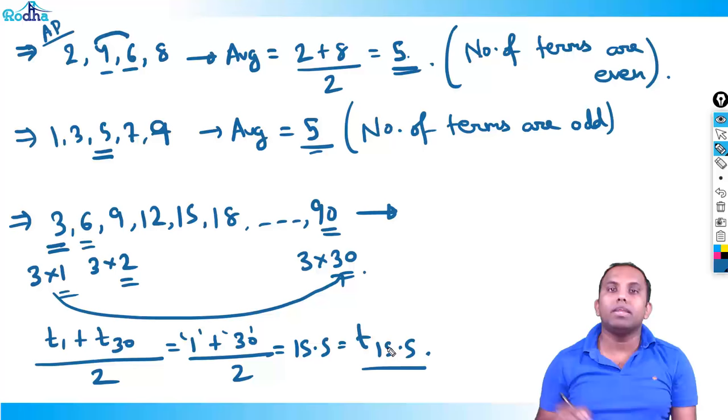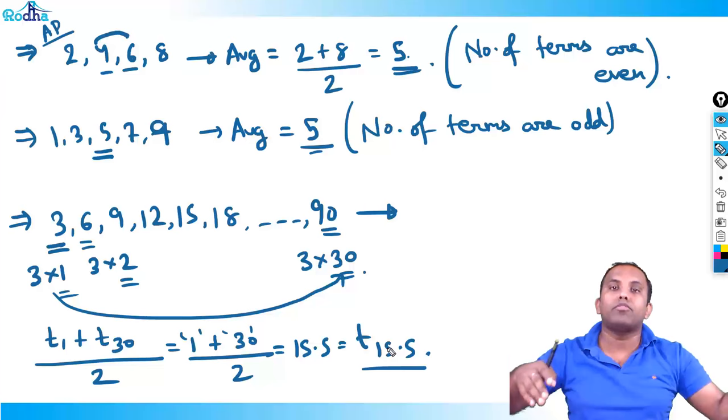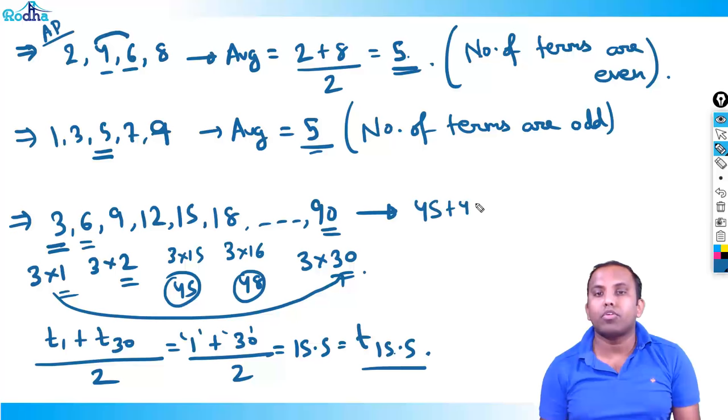The first term is T1, the last term is T30. What is the average? 1 plus 30 by 2, 15.5. So T 15.5 is the average of the 15th and 16th terms. What is the 15th term here? 3 into 15, that is 45. What is the 16th term? 3 into 16, that is 48. What is their average? 45 plus 48 by 2.